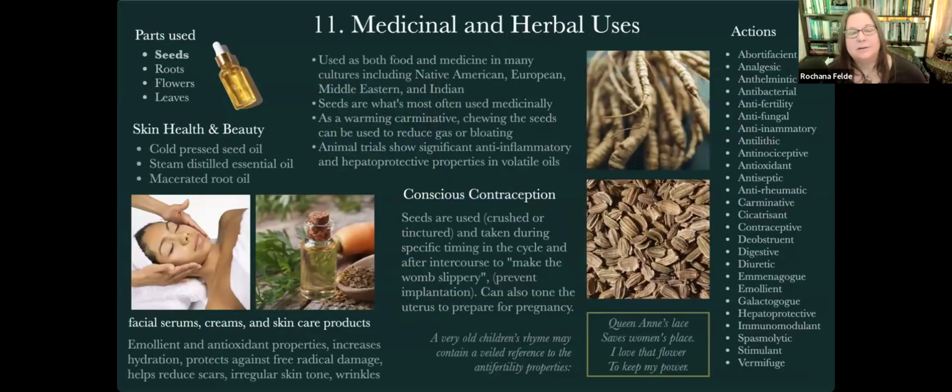There were a lot of medicinal and herbal uses, mostly made from the seeds in traditional herbalism, but also the roots, the flowers, and the leaves. It really has become popular over the last few years with skin health and beauty compounds like facial serums and creams and skincare products. There are two different oils that are made from carrot seeds, and one is the cold pressed seed oil, and the other is the steam distilled essential oil.